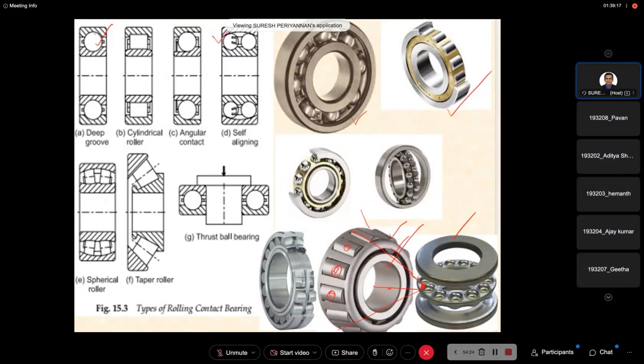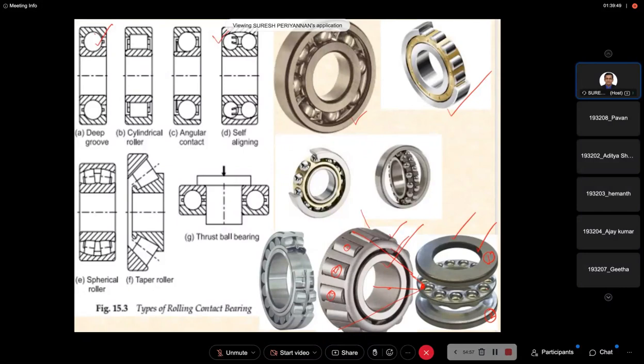The thrust ball bearing is classified based on the position where the ball is positioned and how it was fixed, as we discussed earlier. The thrust ball bearing consists of two rows of balls running between two rings. This is ring 1, this is ring 2.